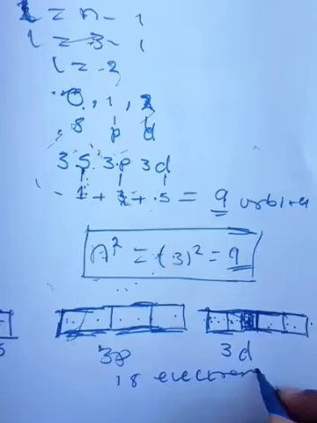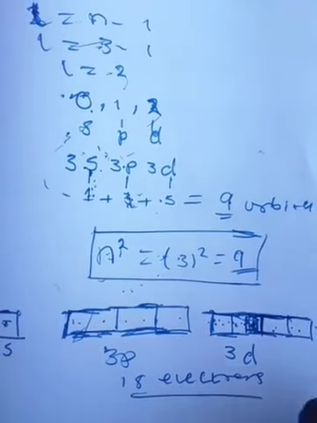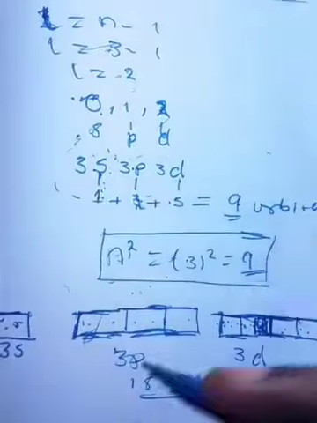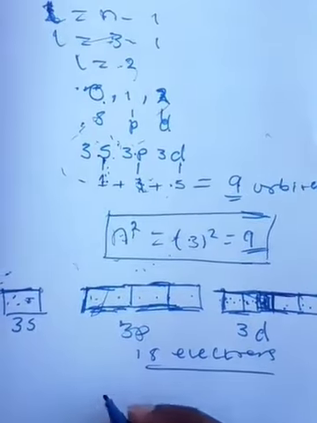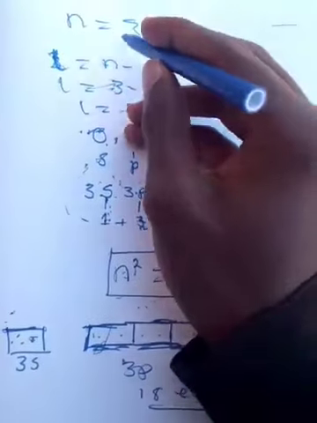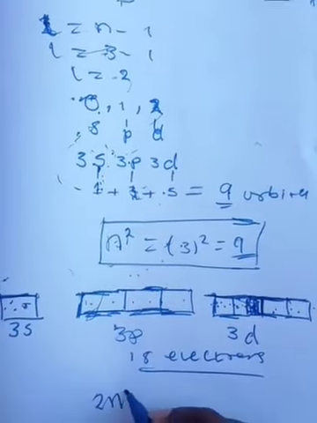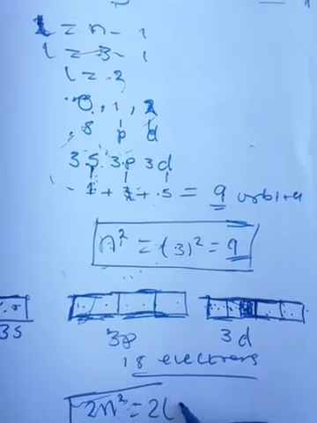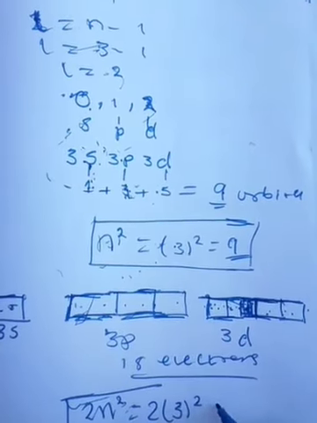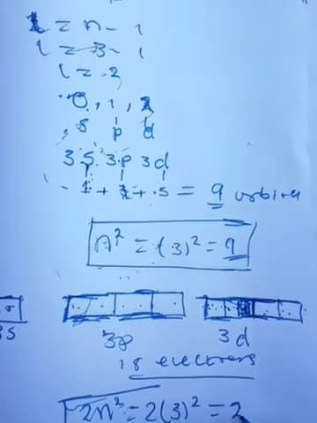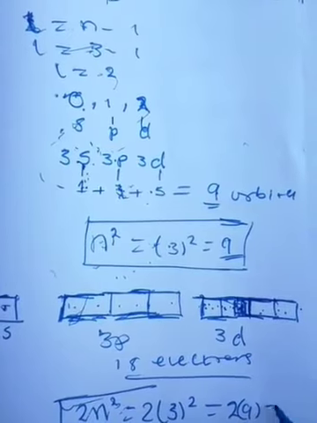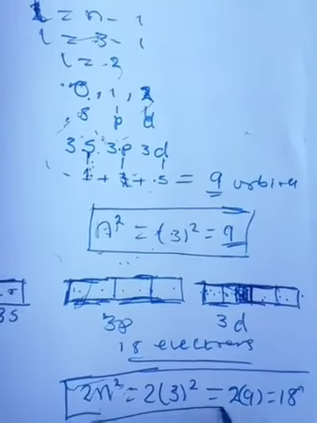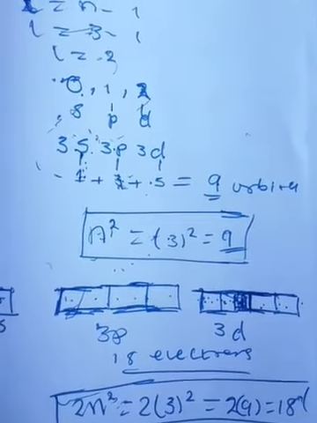Of course, if they have told you to show your work, or you're in a situation whereby you are required to show your work, do this. But the shortcut is this. Since you already know your n, just say 2n squared. This is going to give us 2 times 9, and it's going to give us 18 electrons. Short procedure, short method. Have you seen?